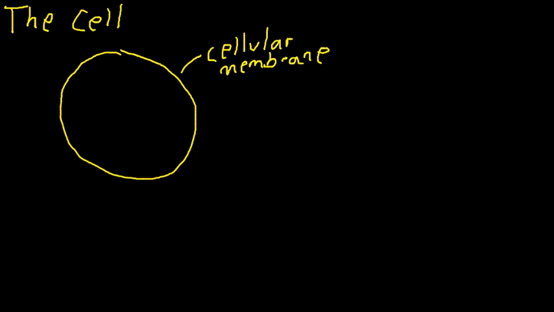It is selectively permeable to ions and organic molecules, and it controls the movement of substances into and out of the cell. Now the next thing we're going to talk about is the DNA.